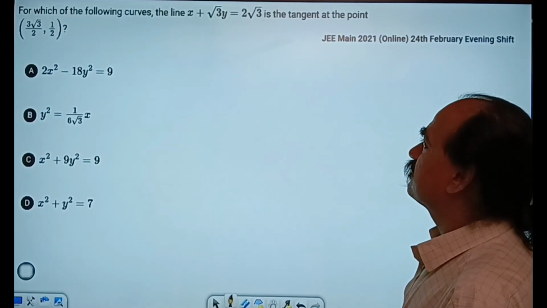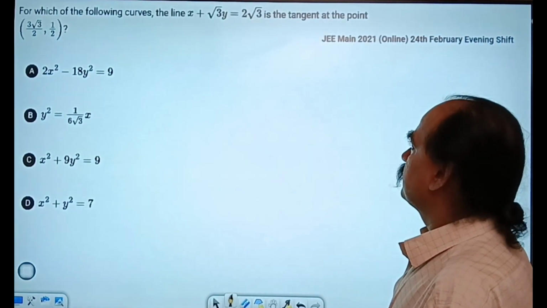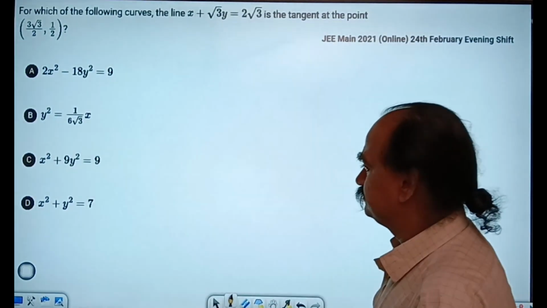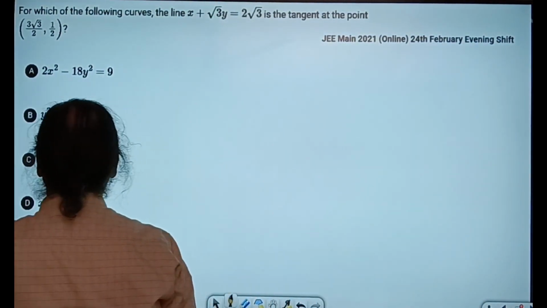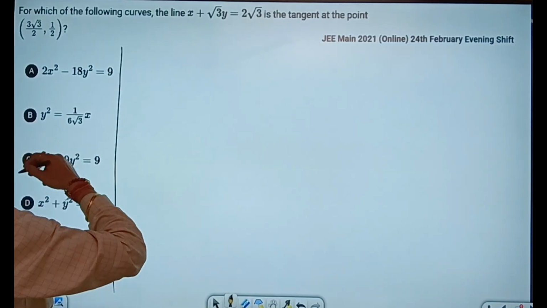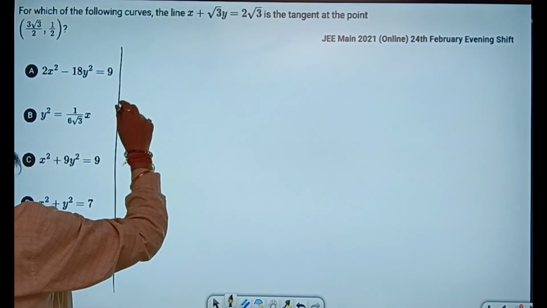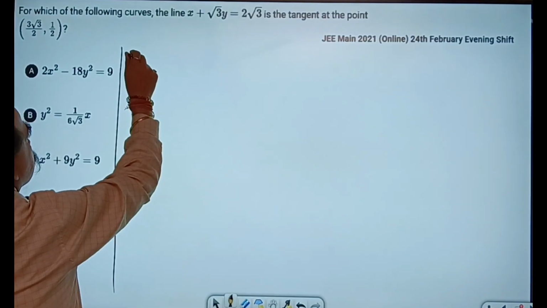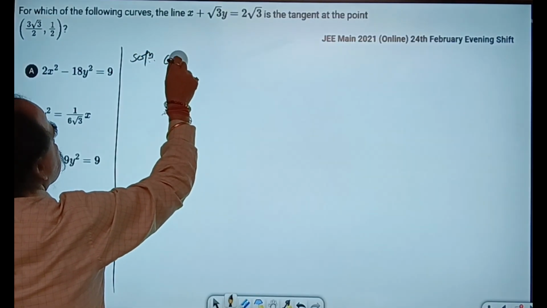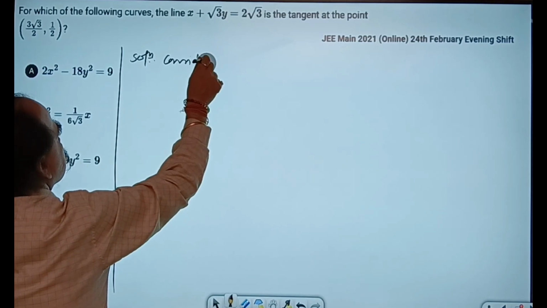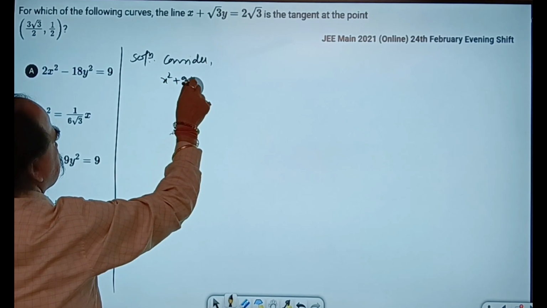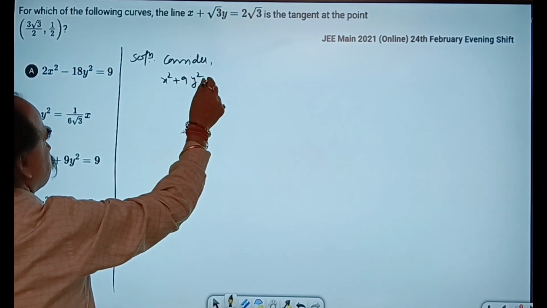For which of the following curves is the line x plus root 3y equal to root 3 tangent at a point? We can use trial and error and we'll get x square plus 9y square. Consider x square plus 9y square is equal to 9.